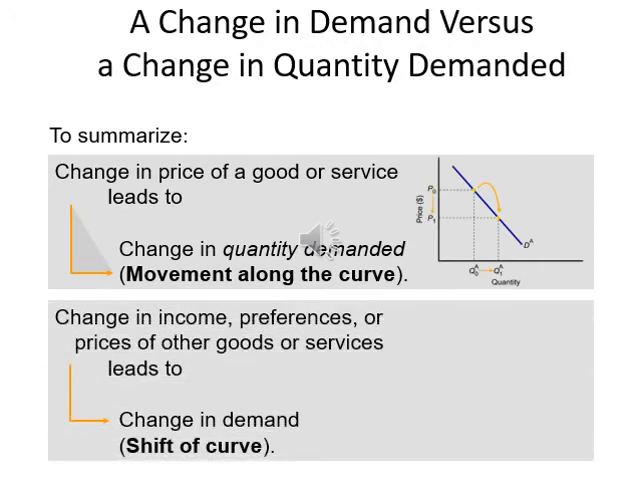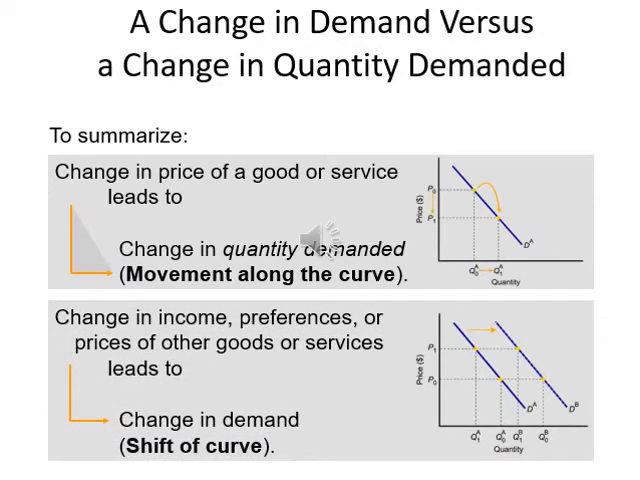To summarize, change in price of a good or service leads to change in quantity demanded. Movement along the curve. Change in income, preferences, or prices of other goods or services leads to change in demand, shift of curve.